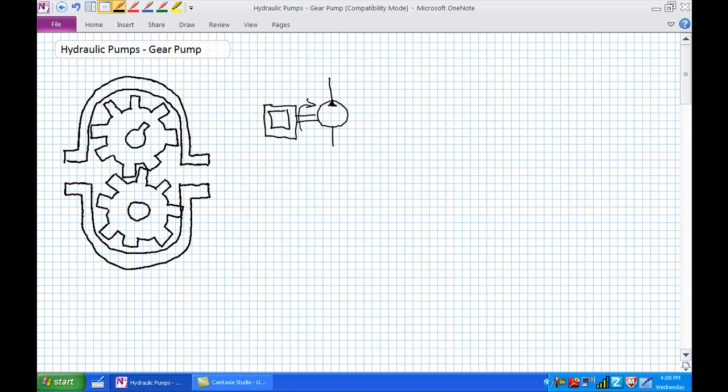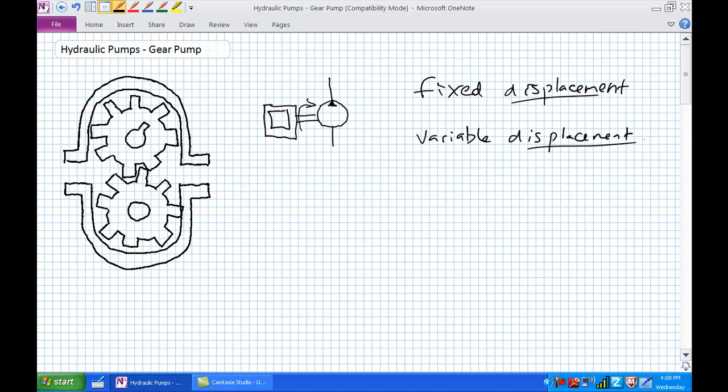hydraulic pumps are divided into two classes. Fixed displacement, of which a gear pump is a fixed displacement, and a variable displacement pump. The word displacement is a unit of volume, how many units of volume per revolution.